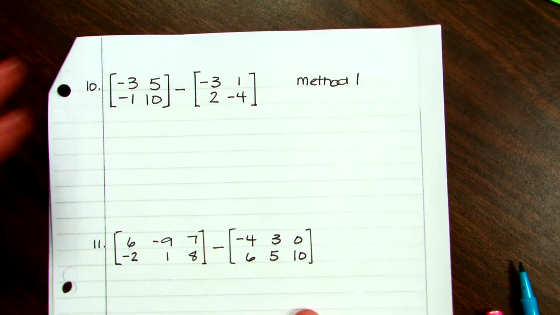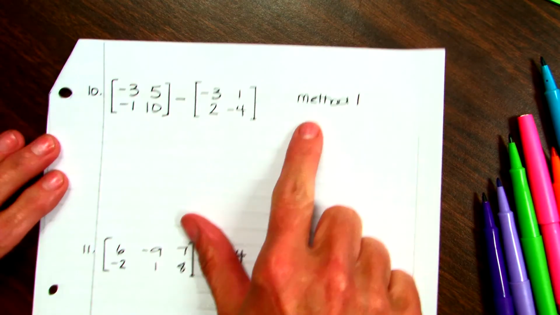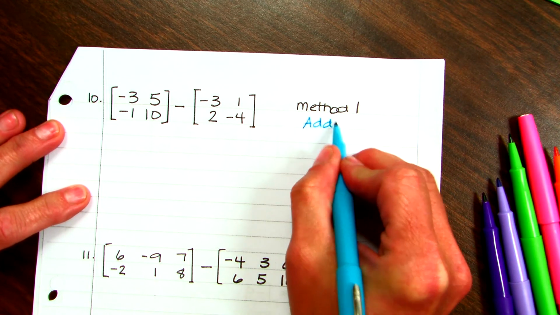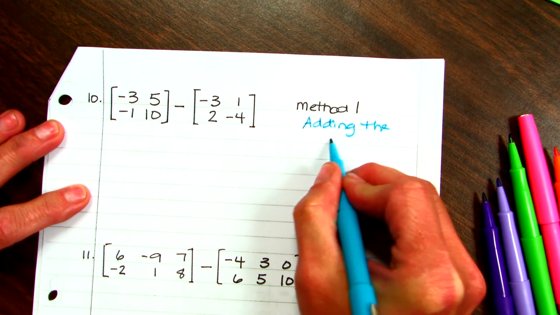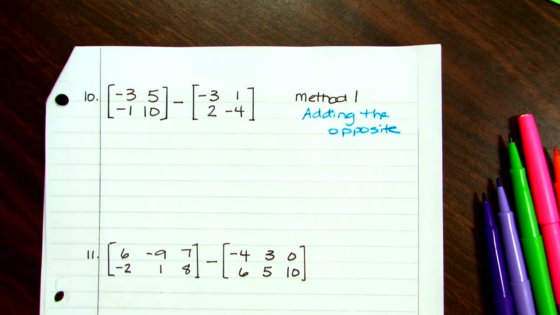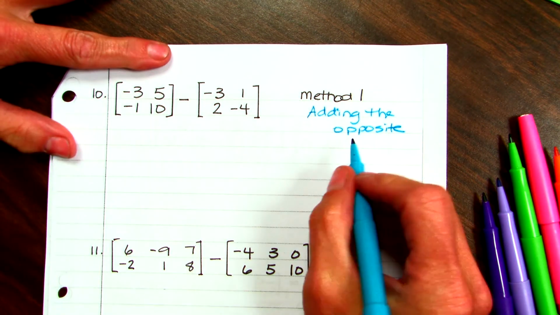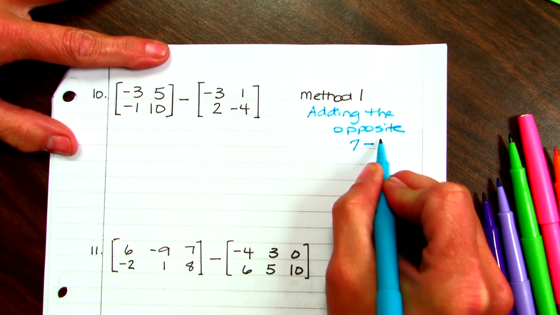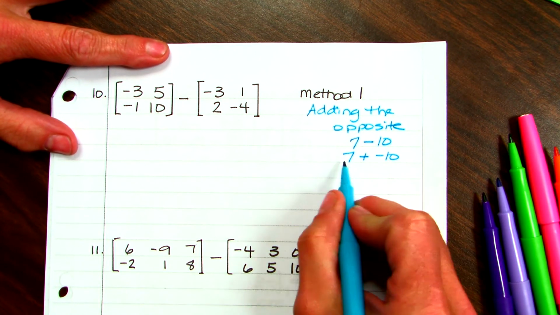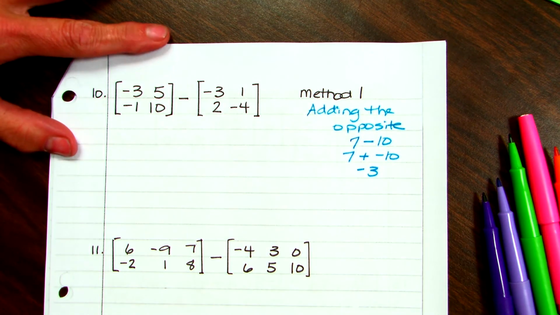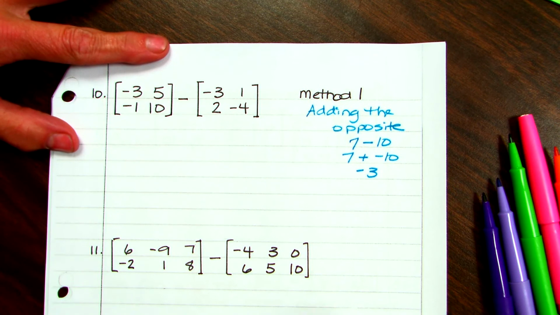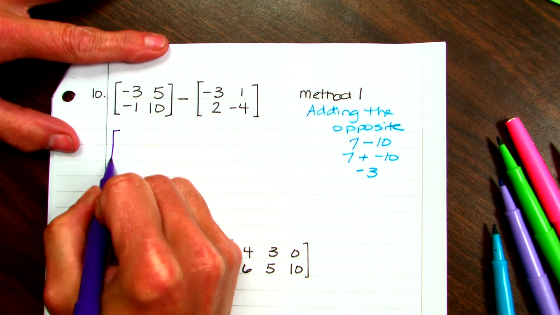With subtracting matrices, we're going to have two methods. Method 1 is adding the opposite. I've seen this used as a technique of teaching how to add and subtract integers in Algebra 1. Say you had 7 minus 10, and they taught you to add the opposite. So 7 plus negative 10 was negative 3. It's using double signs, which I'm not a fan of, but you certainly can do this method if it's easier for you. So I'm going to bring this matrix down.